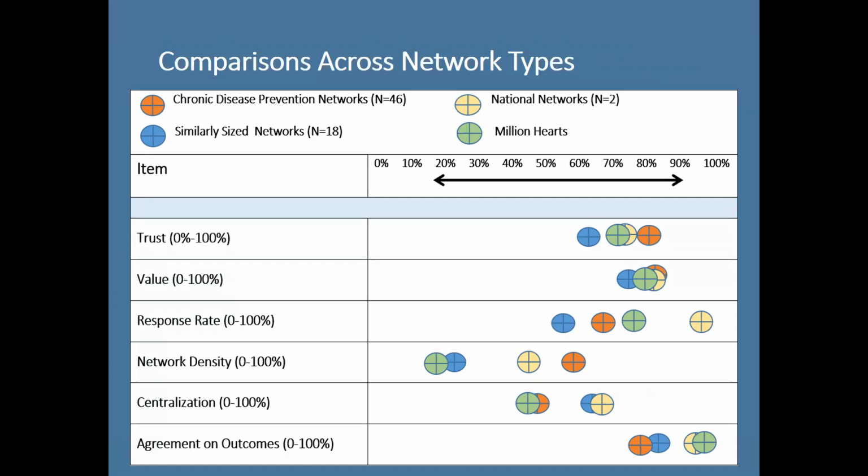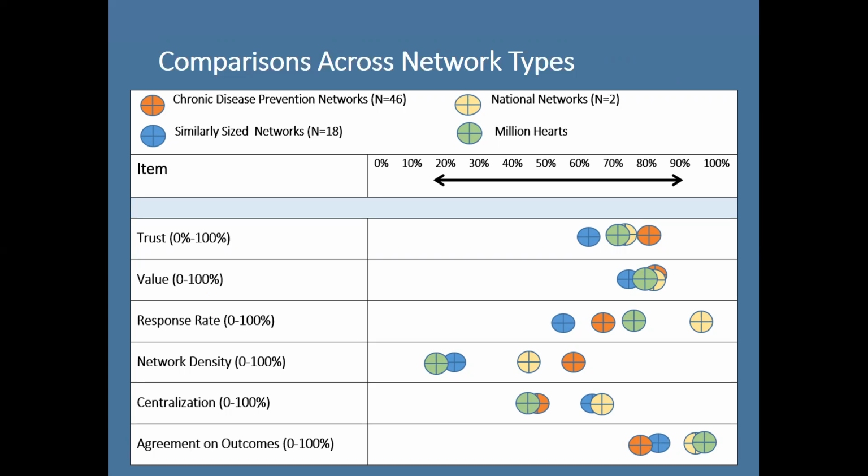And so, for example, you'll see that across these networks, they fall kind of on the higher end of trust and value. That's not that unusual. A lot of folks who work in these community networks and these kinds of interorganizational networks do value and trust one another. That's why they're doing the work. But we do measure it nonetheless. And what you'll see here, for example on trust, is that similarly sized networks as Million Hearts had around a 60% trust score, where the Million Hearts network was more in the 70s. You'll see the chronic disease prevention networks were on average higher scores of trust. So that's how we're reading that map.